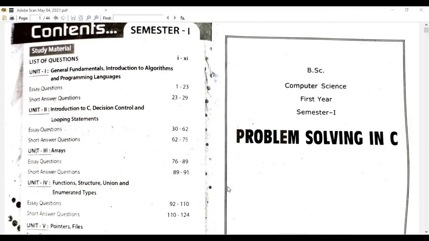Welcome to the first year semester 1 computer science. The subject is problem solving in C. So here we have the units such as general fundamentals, introduction to algorithms. These are the basics to understand the computer, what is its functioning, and how a programming language works.